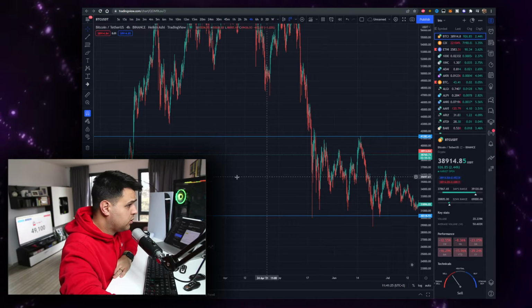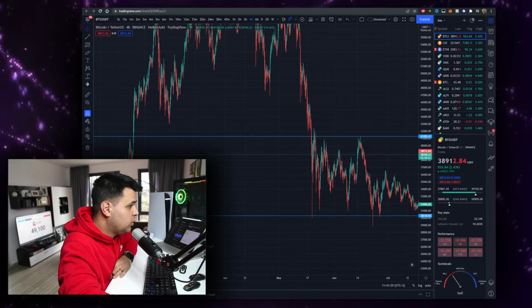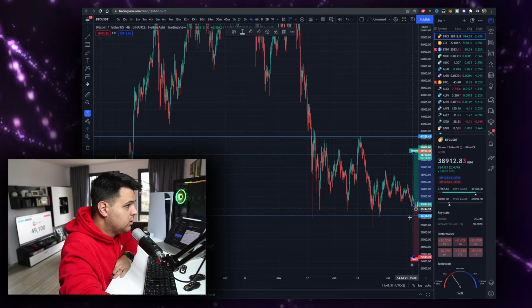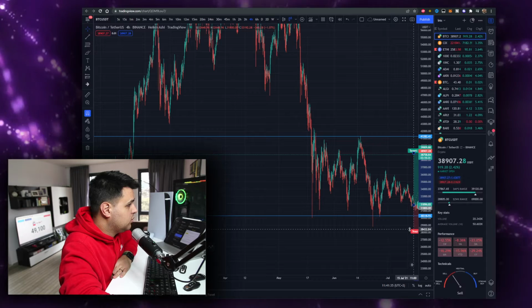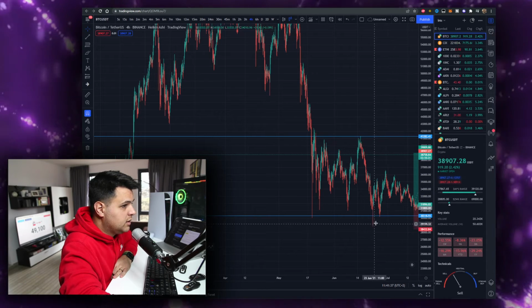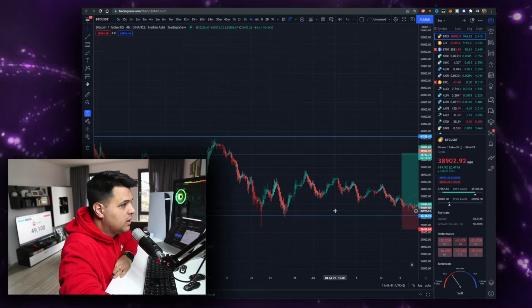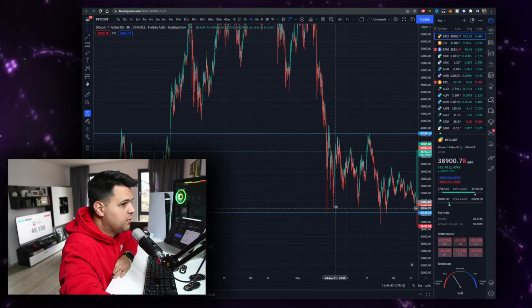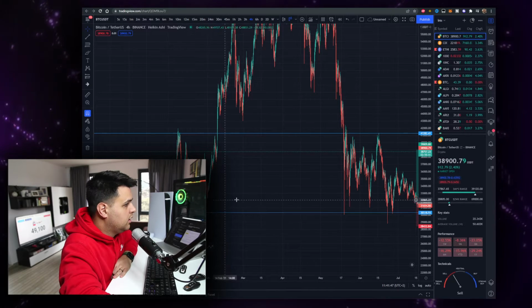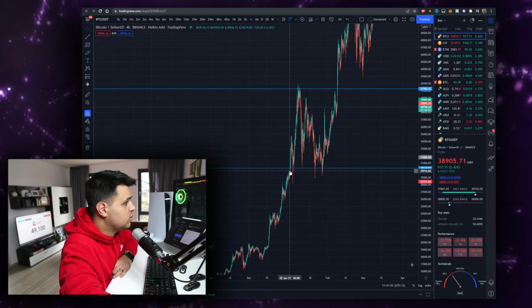So here is the support resistance area. If we long right here, what we want to do is place our stop loss just below this area, because this is the support. You can see price hit this area a few times. It hit it here, here, here. So this is my support here.